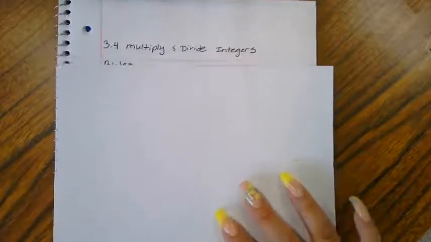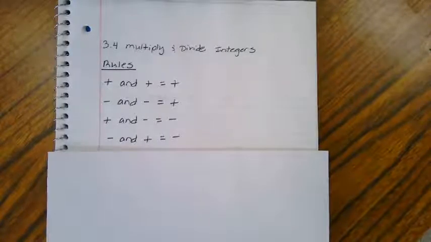So let's look at our rules for multiplying and dividing integers. These ones are so much easier, you guys, than adding and subtracting, because there's no "well, I'm adding, but I have to subtract to find it." There's none of that. It's very straightforward with multiplying and dividing.